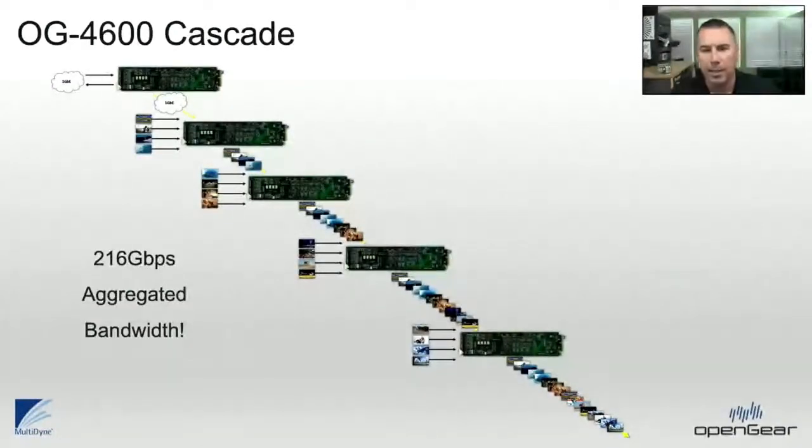It essentially allows for a cascade application, so we can do onboard CWDM muxing and get 18 12G SDIs on one fiber with no external muxes needed. And that's representative of a version of the OG4600. It's a scalable platform. You don't need to get features that you don't need for a particular application.